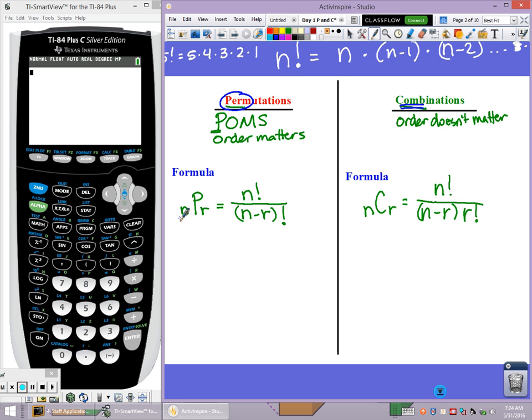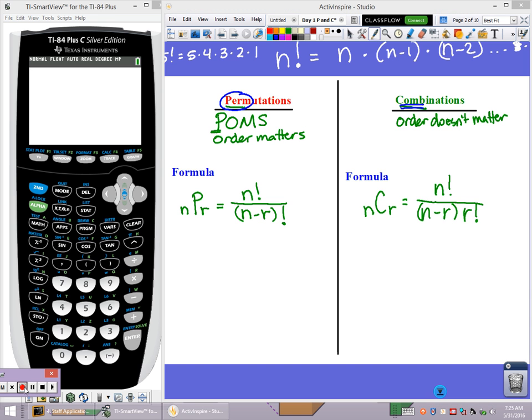Okay, so here we have nPr. This is a permutation formula. The n and the r stand for, n is just the total number of objects, and r is how many you're choosing.